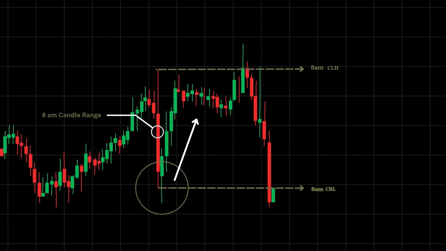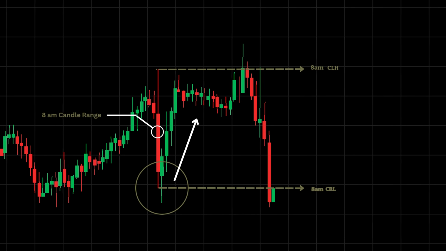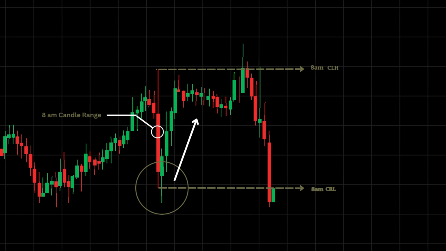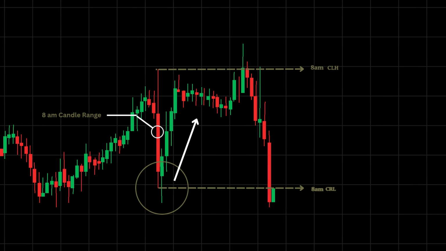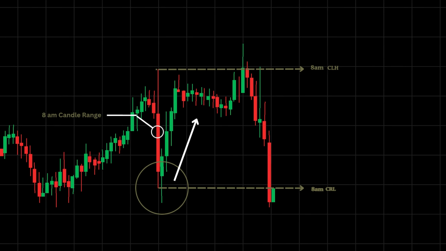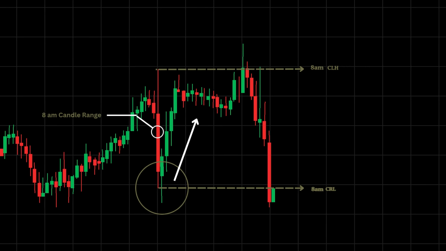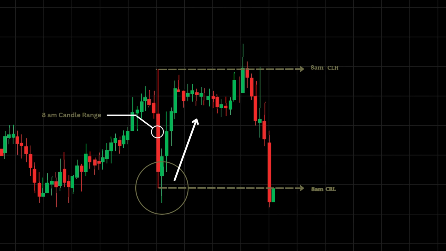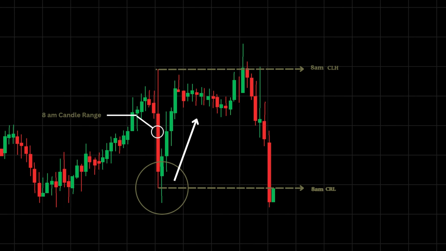Accumulation: the market starts to consolidate within a narrow range. Manipulation: liquidity gets swept below the range, the price wicks below the low of the CRT candle, grabbing sell stops. Distribution: price quickly reverses and drives upward, breaking the high of the CRT range. So far, this is a solid CRT setup, clean structure, clear liquidity sweep, and movement aligned with market timing, 9 a.m., one of our key zones.